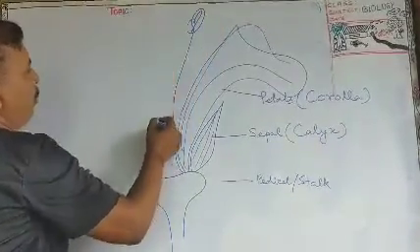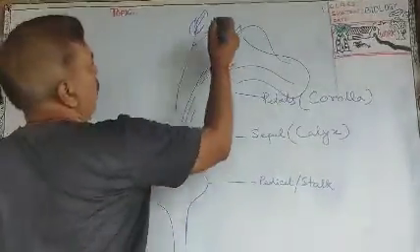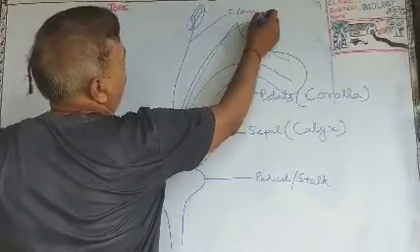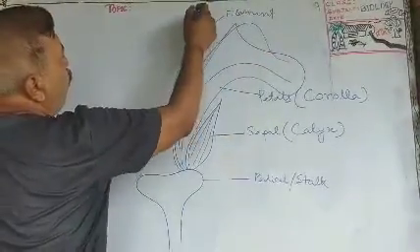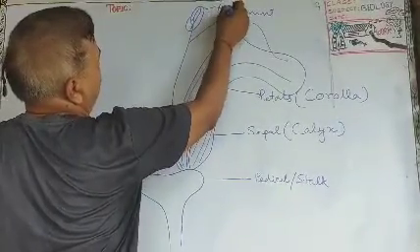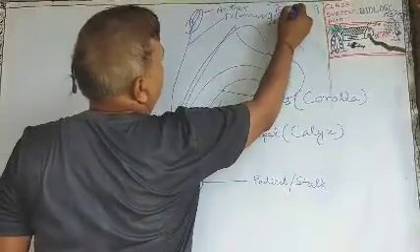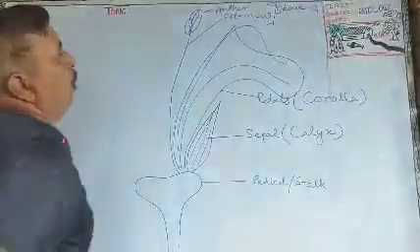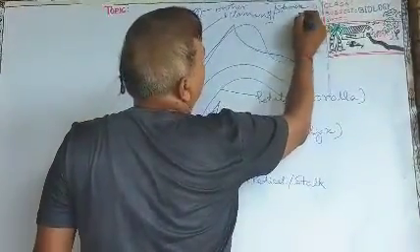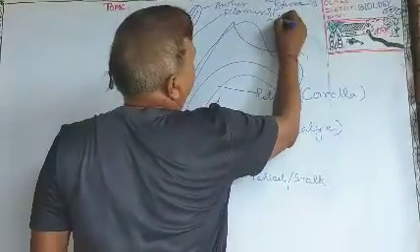And then comes the anther and filament. Filament is this thread-like structure. So its name is filament. And the knob-like structure at the top is known as anther. And these together make stamen, S-T-A-M-E-N, stamen. And stamen is the male part of the flower, and the whorl of stamen is known as androecium.